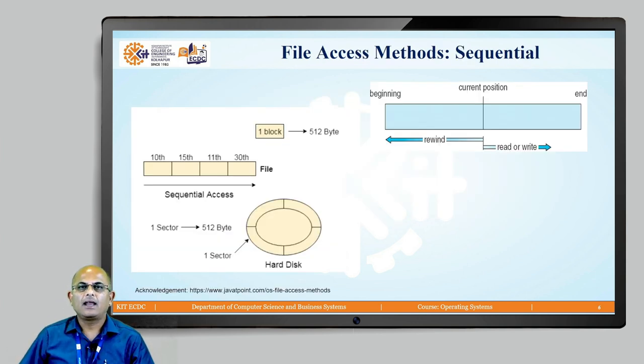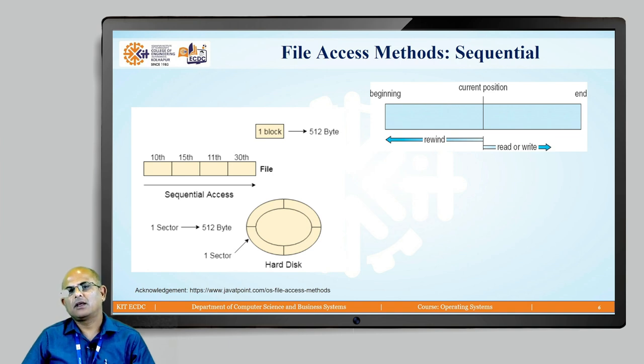Then comes file access methods. That's what we are discussing right now. You can see the diagram here. We already know a hard disk is divided into different tracks, and each track is divided into different sectors. Generally, one sector is equal to 512 bytes. That is, one block is also equal to 512 bytes. So you can see in case of sequential access, we are going block by block or sector by sector in a sequential way.